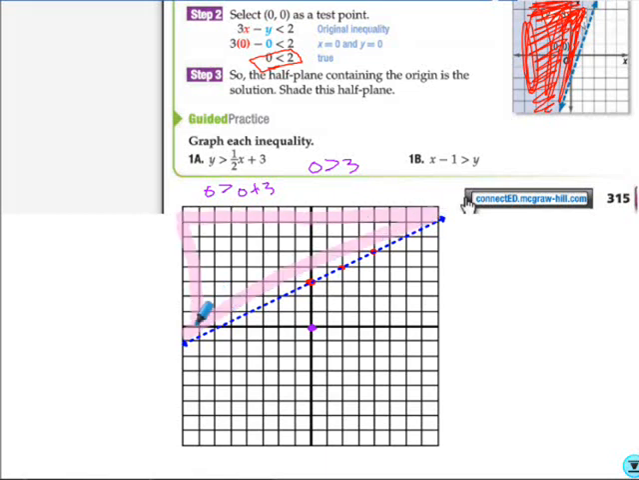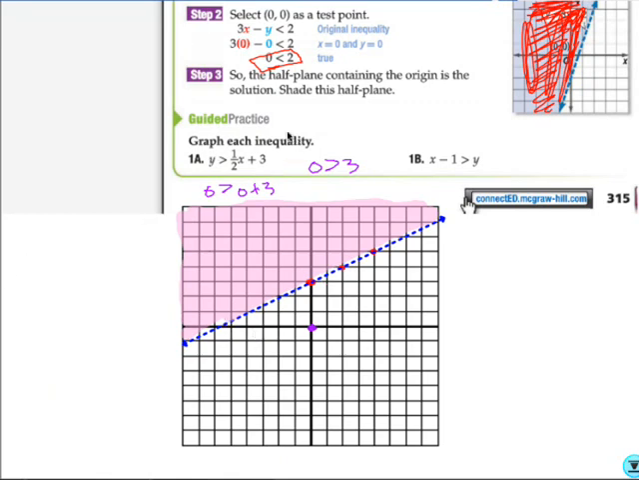So I have my inequality drawn. I have it graphed. I pick a test point and I shade the correct side. And that's it. Important that our lines go completely across the graph so that it's shaded correctly, but that's it.